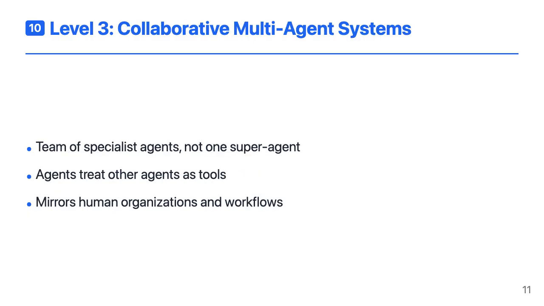At level 3, the architecture starts to look like a company. Instead of one giant agent trying to do everything, you have a project manager agent that delegates work to specialists.